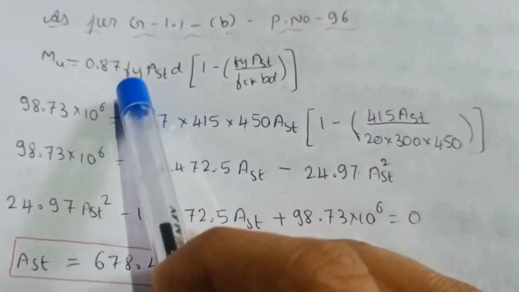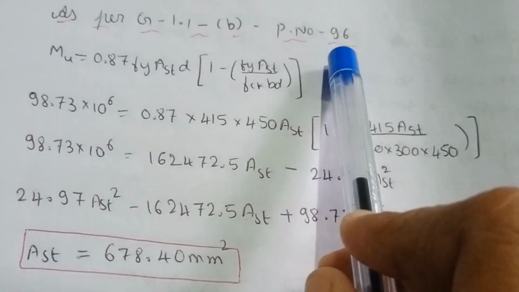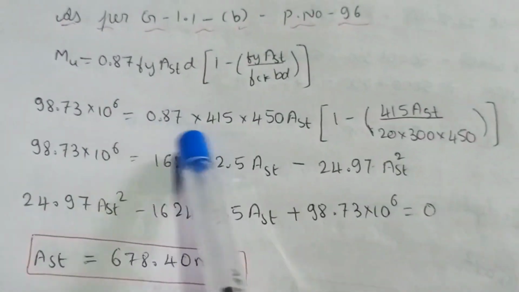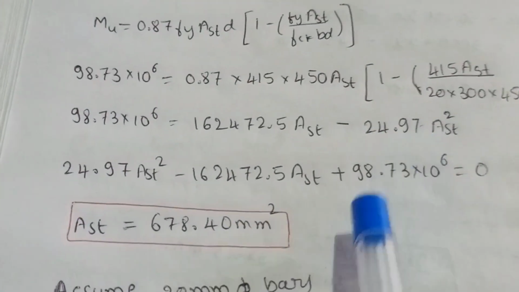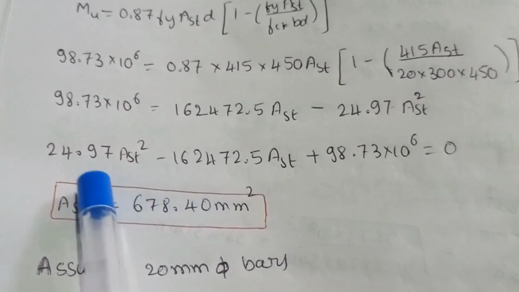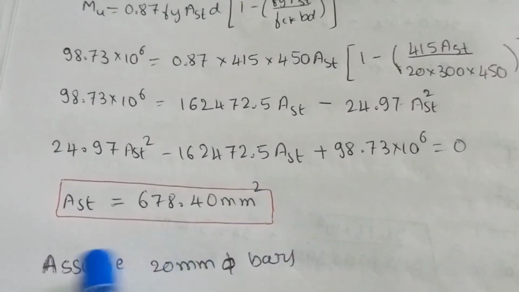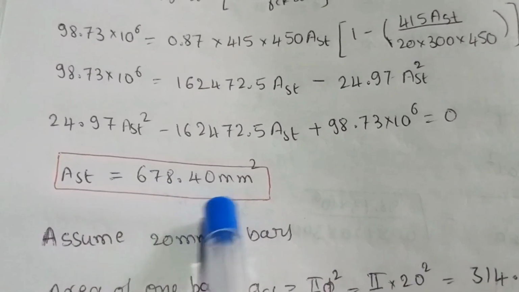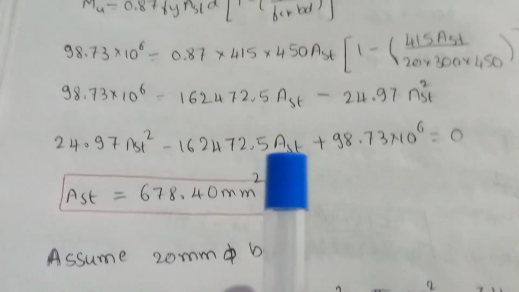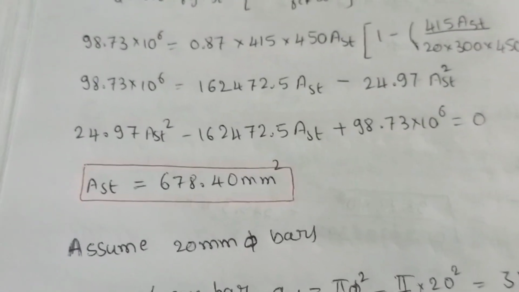So I have written the same formula which is on page number 96. So substitute all the values and simplify this. After simplifying by the quadratic equation method, we'll get the answer as 678.40 mm square. I will show how to solve this by quadratic equation.